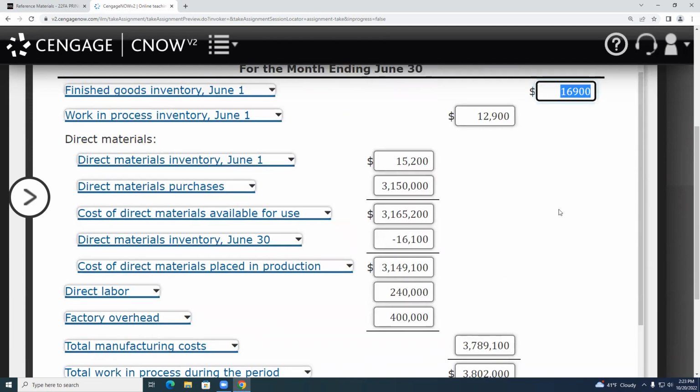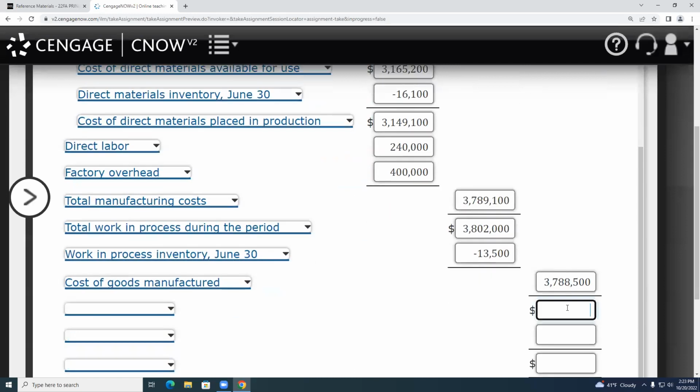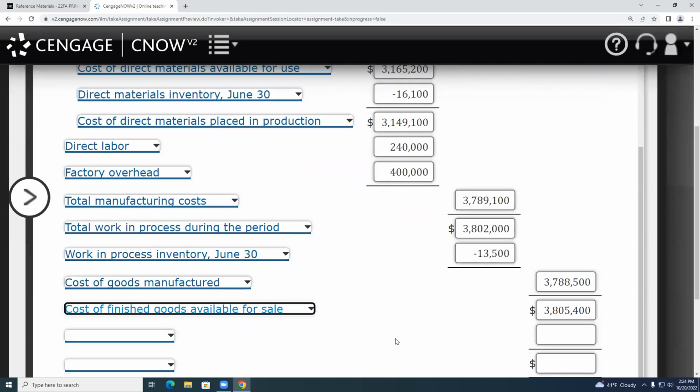At the beginning of the month, we already had $16,900 worth of finished goods. Remember, that was the combined P1 and P2 at the beginning of the month. Add to that the part we finished or expect to finish in June. And that tells us our total finished goods available for sale. What did we start with? What did we add to it?